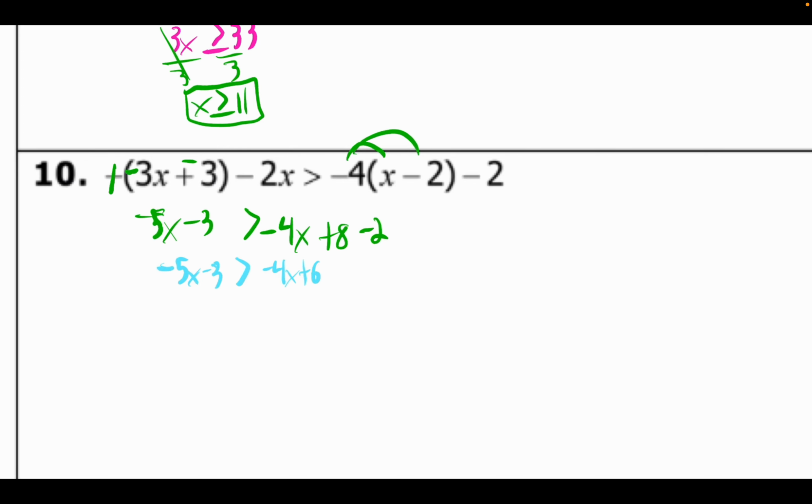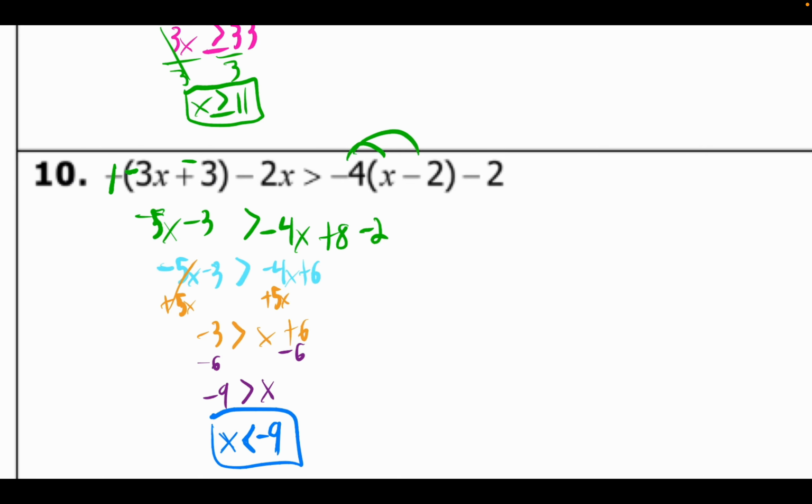Then I will go ahead and move my smaller variable, which is the negative 5x. Once again, it would not be wrong to move the negative 4x to the left by adding it. And I get negative 3 is greater than x plus 6. Subtracting 6, I get negative 9 is less than x. If I just flip that around, I now have the answer. x is less than negative 9. Once again, the purple is perfectly fine. I just prefer the blue.